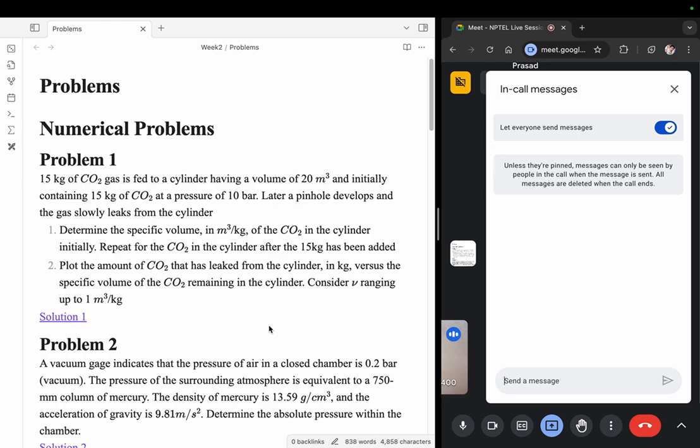Specific volume is defined as the total volume divided by the total mass. Initially the volume is specified to be 20 meter cube, and the mass of gas present is 15 kg. After the gas is added, the mass changes to 30 kg. So specific volume for the initial and the final states are known. Now coming to the second part of the question. It asks you that as the gas is leaking, can you draw a plot of the specific volume versus the mass, basically mass versus the specific volume.